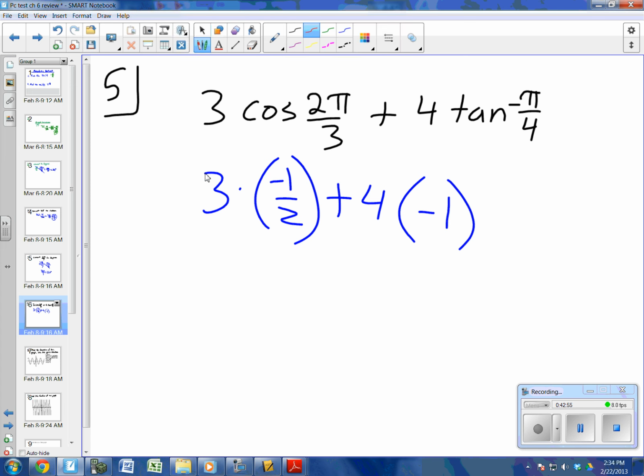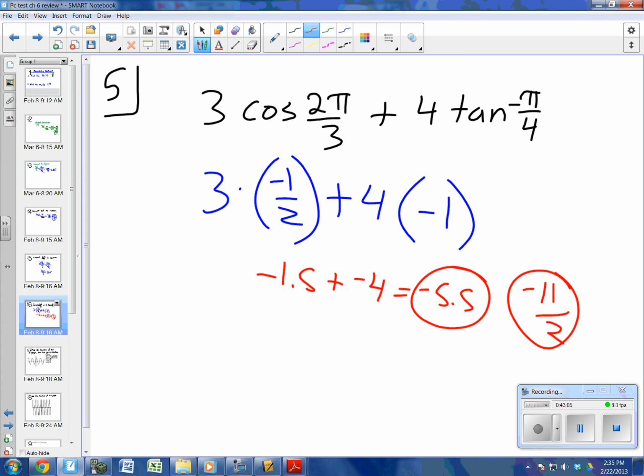You guys, this is negative 1.5. This is negative 4. You add them together, you get negative 5.5. Some of you guys wrote it as a fraction, negative 11/2, so either way works. Okay? Any questions on that?